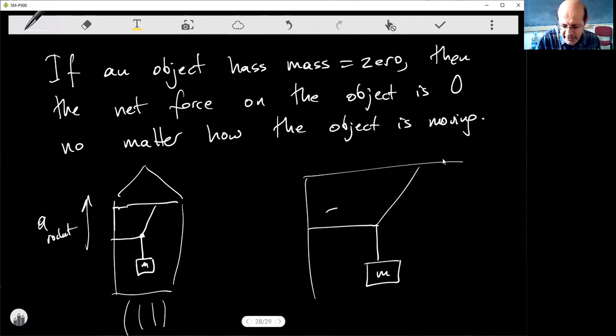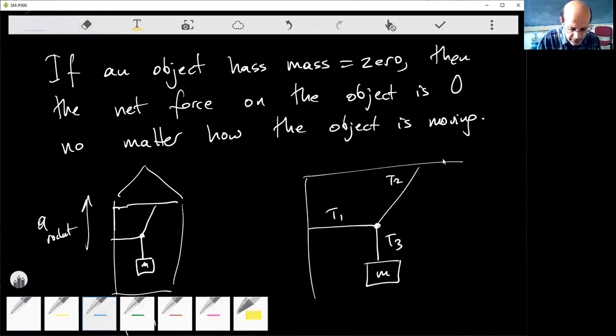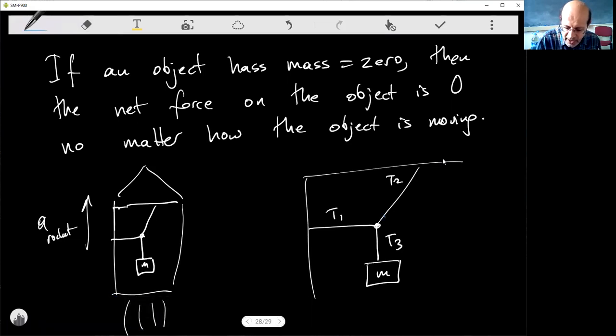There are these three strings that are tied together. If I call these tensions T1, T2, and T3, then the corresponding forces should be equal to 0. The reason is that you can think of all of these three tensions applied to a point at the connection point, so this is an object with mass 0.